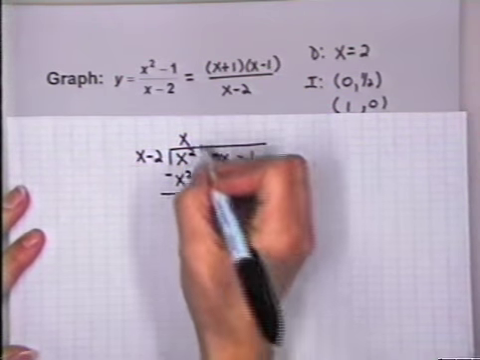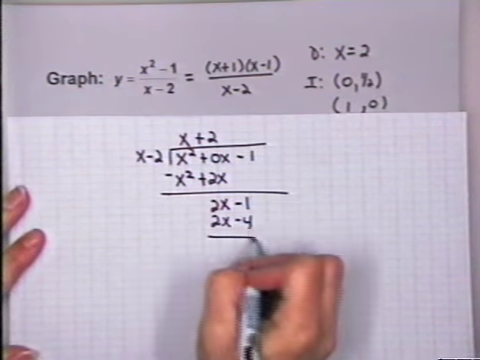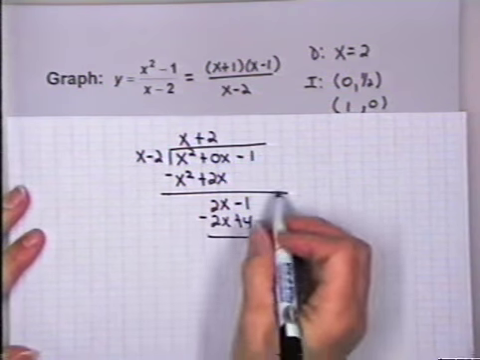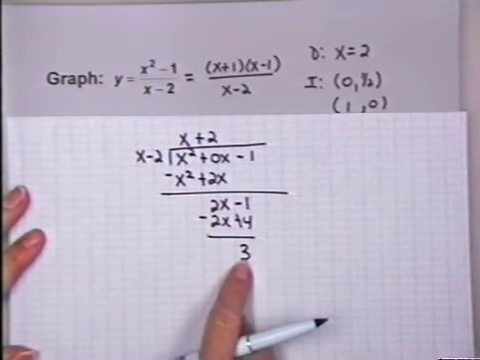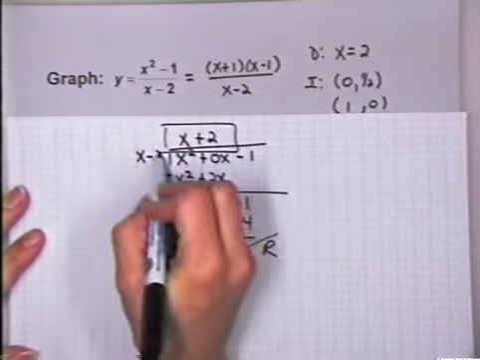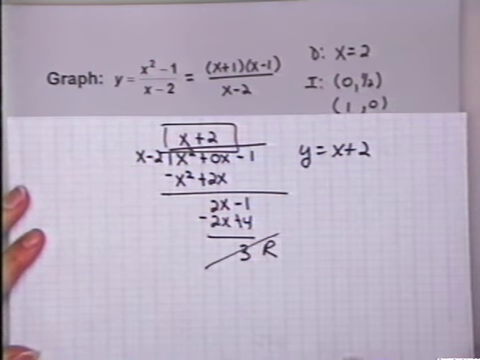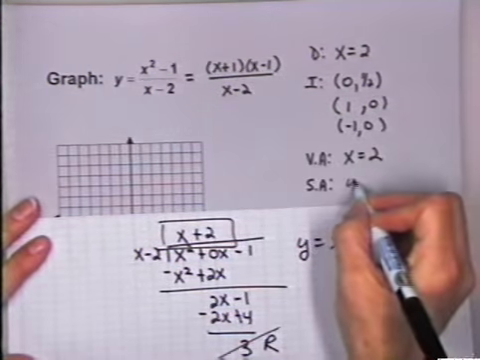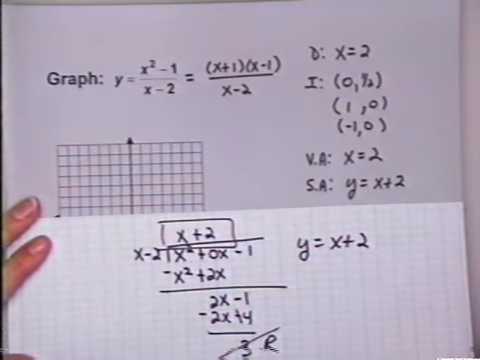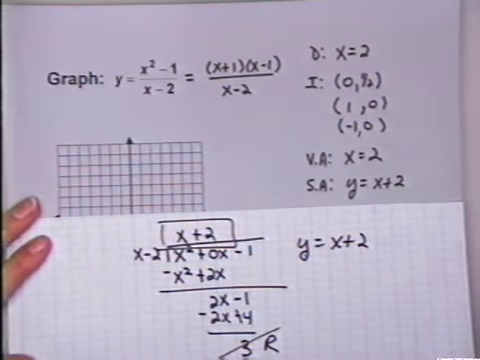X will divide into 2x positive 2 times. Multiplying 2x minus 4. Subtract, we'll change those signs. Notice the x's drop, but I get 3. Will x divide into 3? No, this is my remainder, so I'll ignore that. I'll take my quotient and set it equal to y. Y equals x plus 2 is my slant asymptote. So let's write that down over here. Y equals x plus 2. Remember, we're doing the long division. We're taking just the quotient equal to y. We're ignoring the remainder.